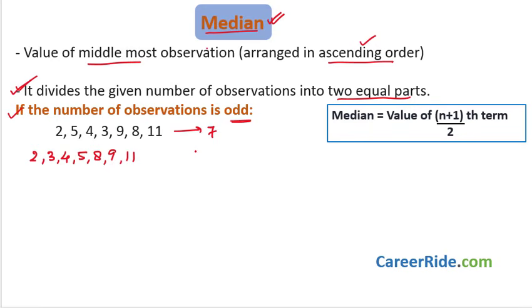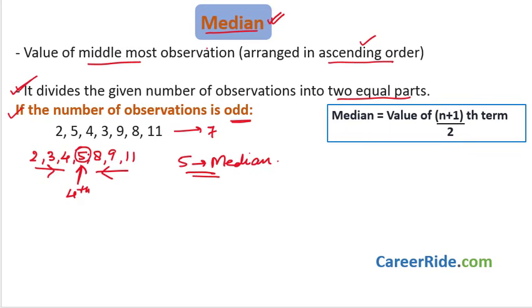What is the middlemost term? There are 7 terms, so the middlemost term is the fourth one, right? 3 this side and 3 this side. The fourth term is the middlemost term and its value is 5. So the median here becomes 5, right? But now see, this data set was small. It had just 7 items. So you could just locate the fourth position with your eyes also.